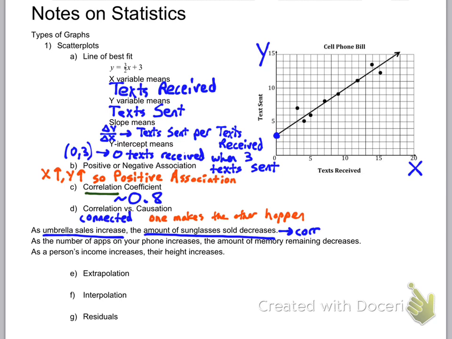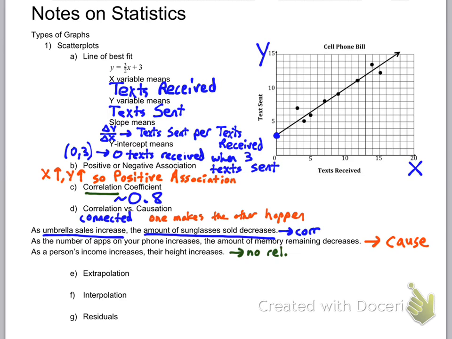For the next one, as the number of apps on your phone increases, the amount of memory decreases. That is a causation, because as you download more apps, your memory is going to go down. Downloading the apps is the cause of the memory going down. The third one, a person's income increases, their height increases. That has no relationship at all. There's no correlation there, and definitely no causation.